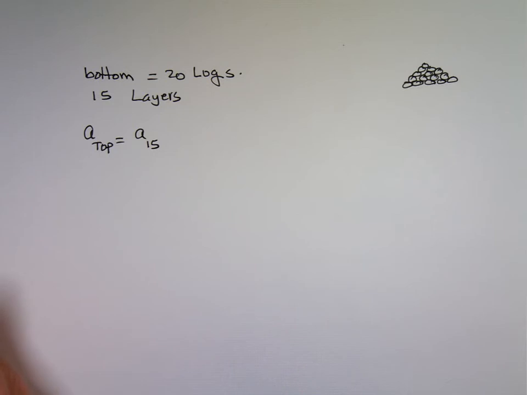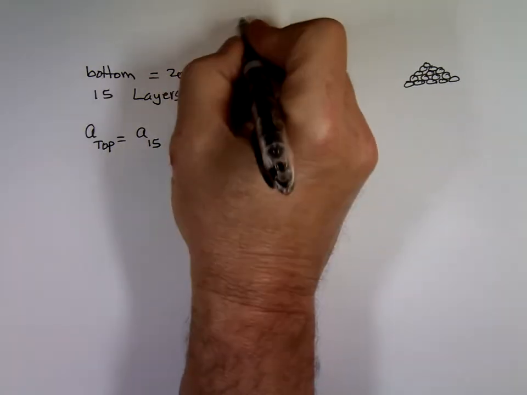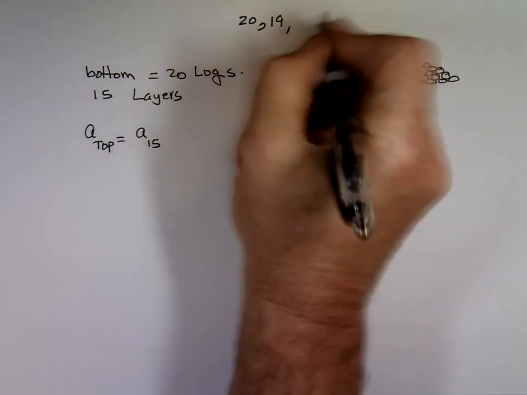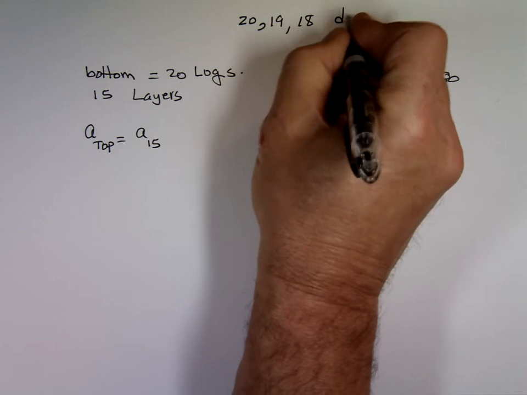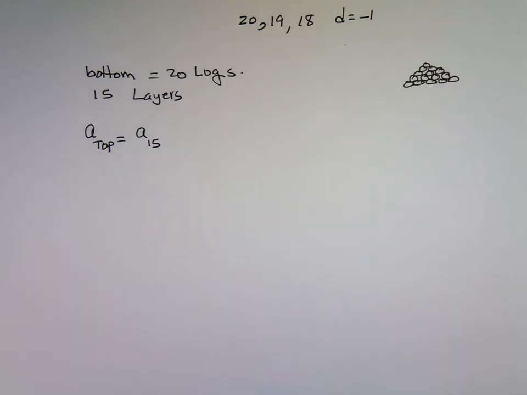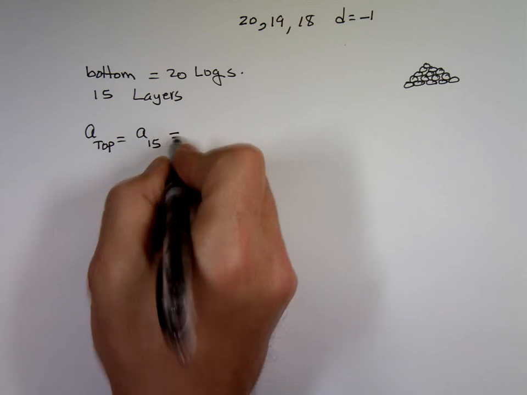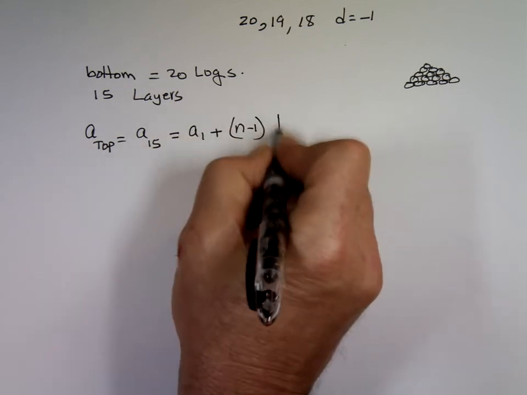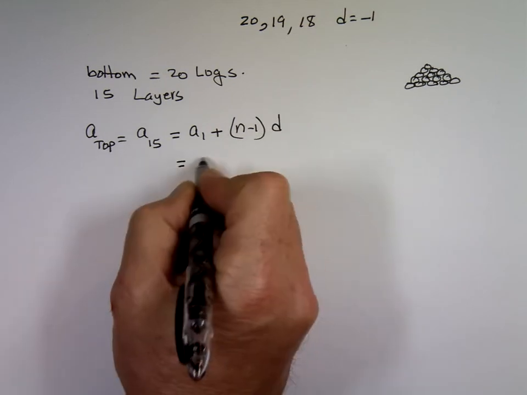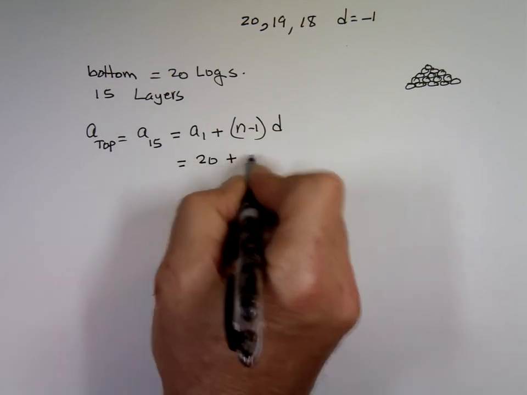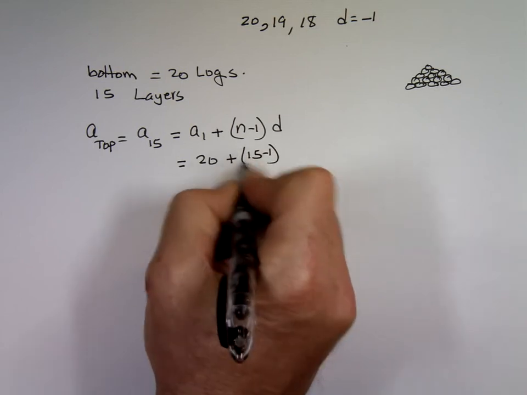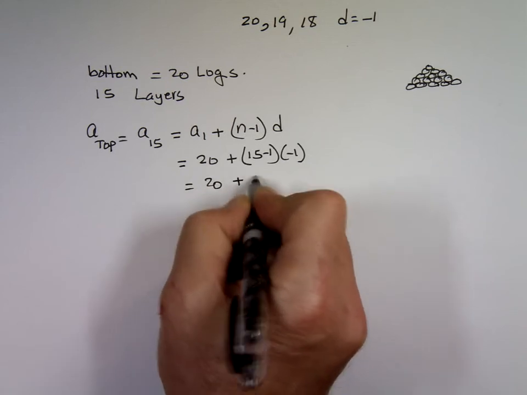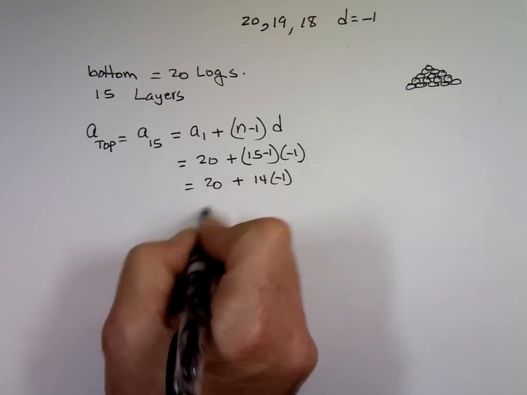Now, what do we know? If there's 20 on the first layer, what's on the second one, the one above it? 19. So what is D equal to? Negative 1 here. A15 is going to be what? A1 plus N minus 1 times D: 20 plus 15 minus 1 times negative 1. 20 plus 14 times a negative 1, that's negative 14. 6 on the top.